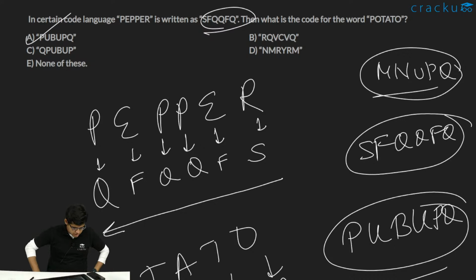Yeah, option A is the right answer, guys. No, E is not the right answer. This again comes with another different logic. Just shift the letters, get the code, and then read it from right to left to get the actual code.